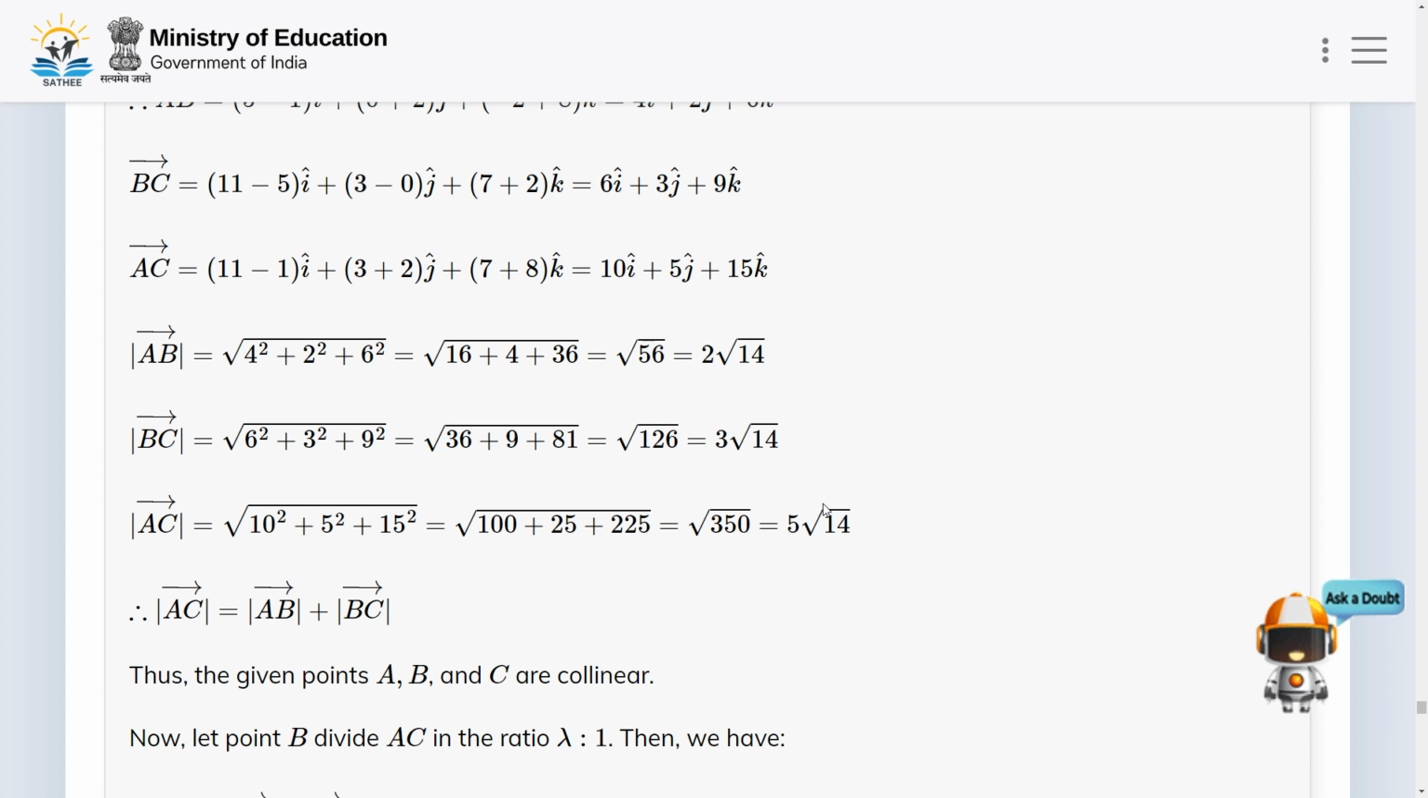The length of AC, the length of AC will be what? As you can see, AC will be the length of AB plus the length of BC. Okay, thus the given points A, B, C are collinear.